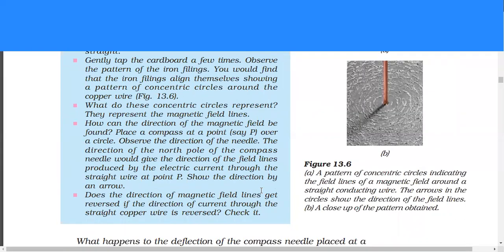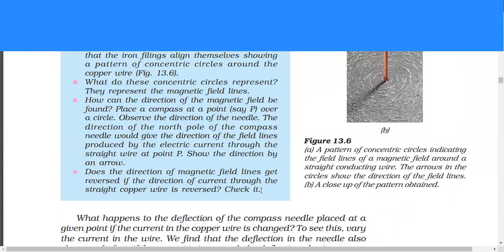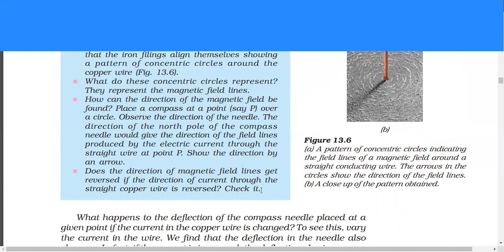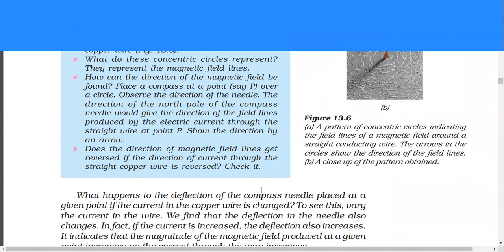You would find that the iron filings align themselves, showing a pattern of concentric circles around the copper wire. What do these concentric circles represent? They represent the magnetic field lines. How can the direction of the magnetic field be found? Place a compass at a point over a circle. Observe the direction of the needle.